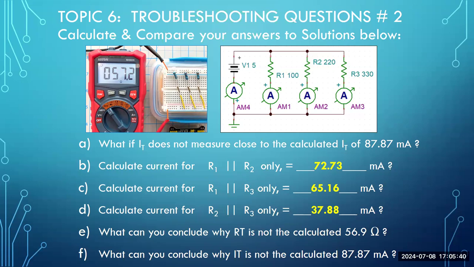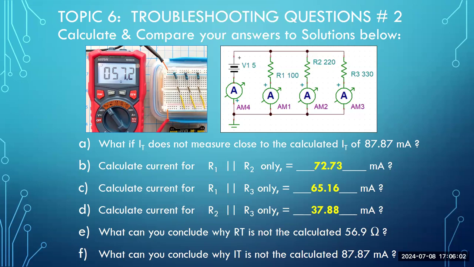72.73 milliamps, 65.16 milliamps, 37.88 milliamps. That answers the questions for certain fault conditions in your troubleshooting. So if you measure any of these currents, it would show that, yeah, for sure, we have a problem with one of the resistors, okay?